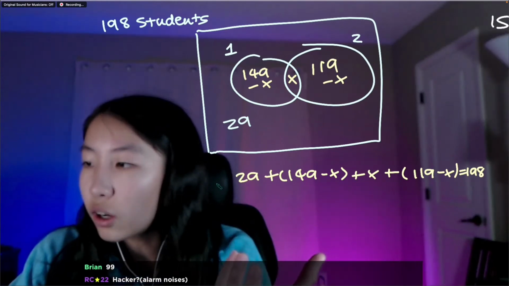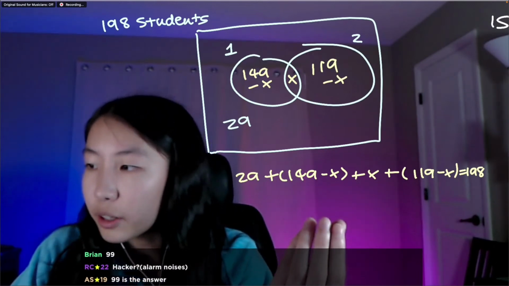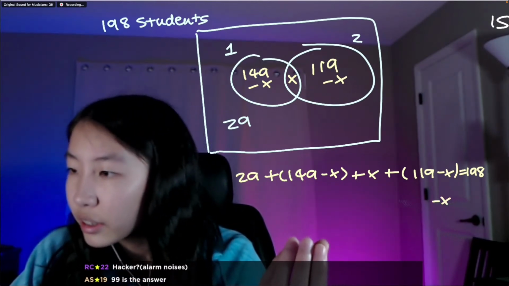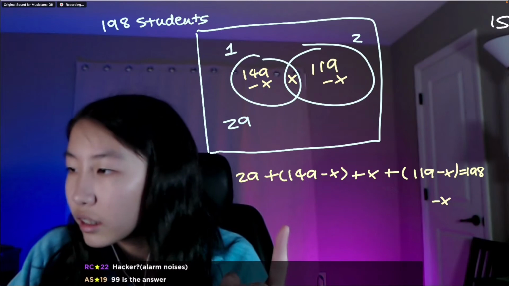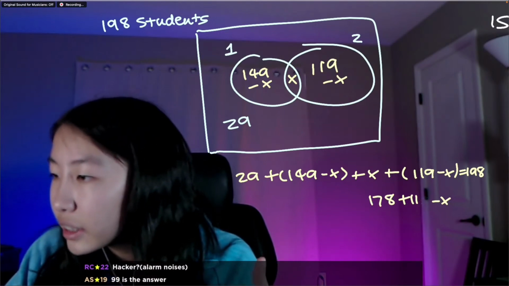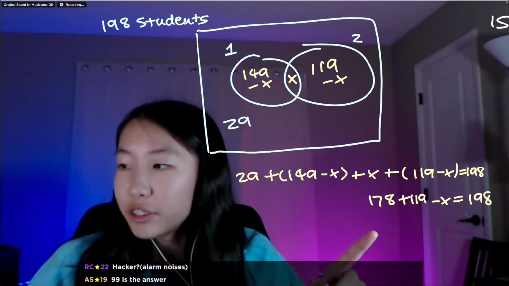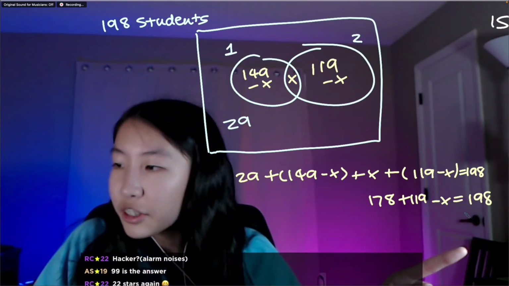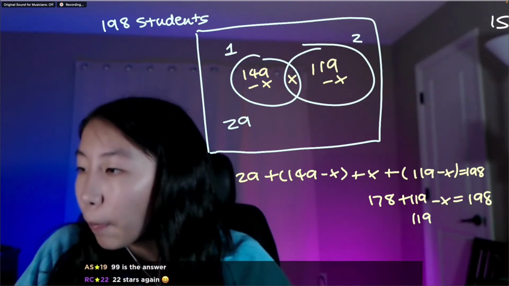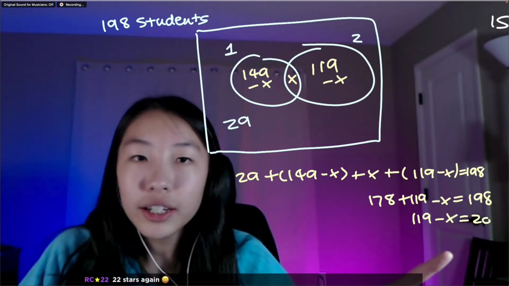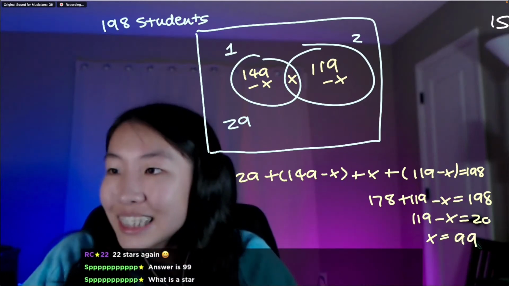And so now what we want to do is solve this. So what we can do here is, well, okay, these x's are going to cancel out, but there's still going to be a minus x over here. 29 plus 149 is 178. So 178 plus 119 minus x is equal to 198. And the reason why I left it as 178 is that if you subtract it over here, that's going to give you a nice value of 20. So 119 minus x is equal to 20. And then finally, when we isolate the x, we get x is 119 minus 20, which is 99.